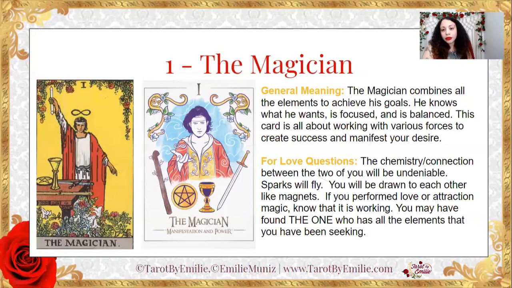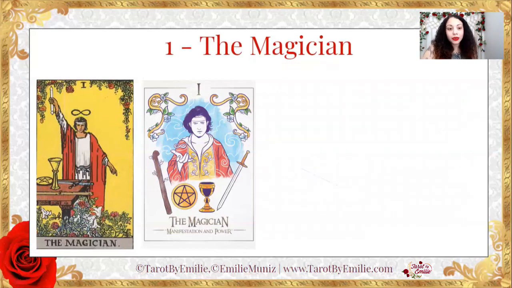A lot of people ask about magic. And this is also an indication that there could be magic being worked into the relationship as well. So that's just something to think about. You may have found the one who has all the elements that you've been seeking. Very positive card in regards to love and romance. It is definitely saying here, this person has exactly what you are looking for. You guys are made for each other. All right. This is something that could be long lasting in love and romance questions.